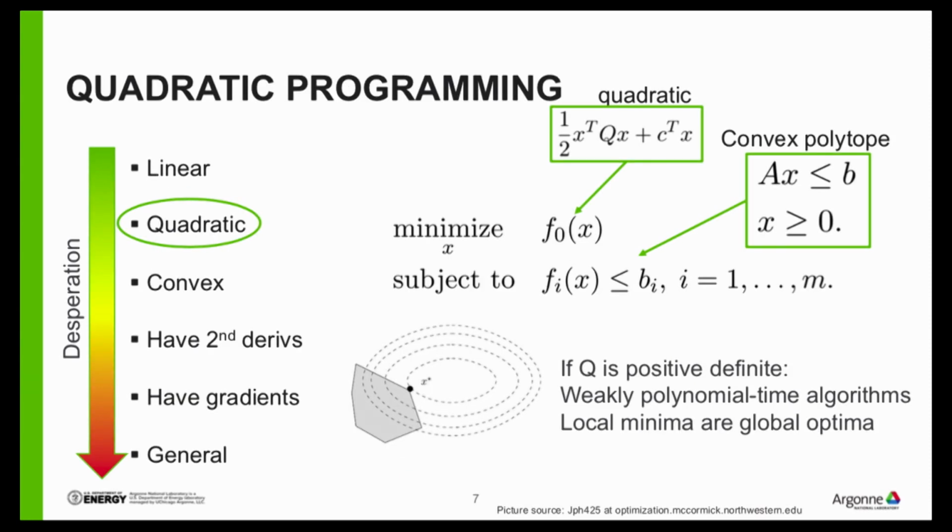Okay, the next level would be quadratic programming. So you have a quadratic objective function, and the constraints are still a convex polytope. So here I again have drawn in a convex polytope and some level sets of a quadratic function. And so you would want to find the lowest point in the level sets that's still within this region. And if Q is positive definite, which has to do with eigenvalues, then you have a convex problem, which means that there are weakly polynomial time algorithms for your problem, and you still have that local minima are global optima. So you can take advantage of any algorithms that are good for quadratic programming.